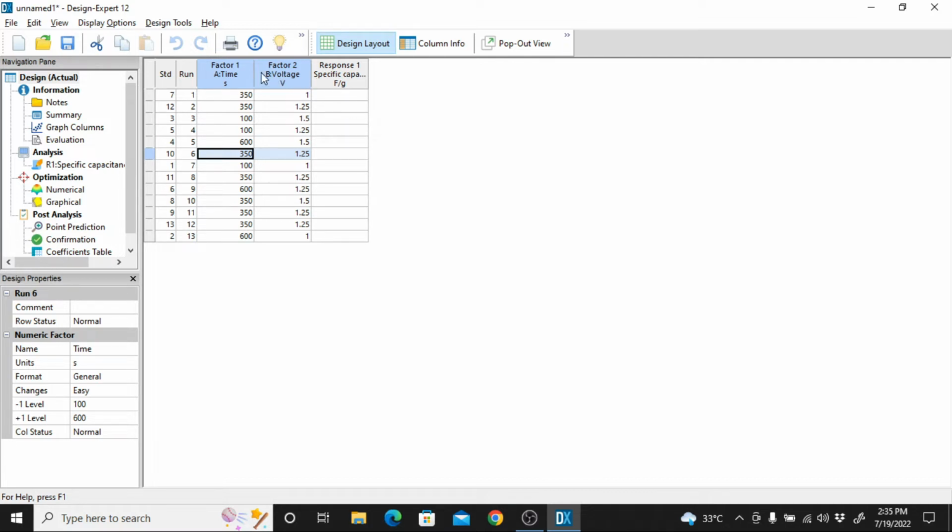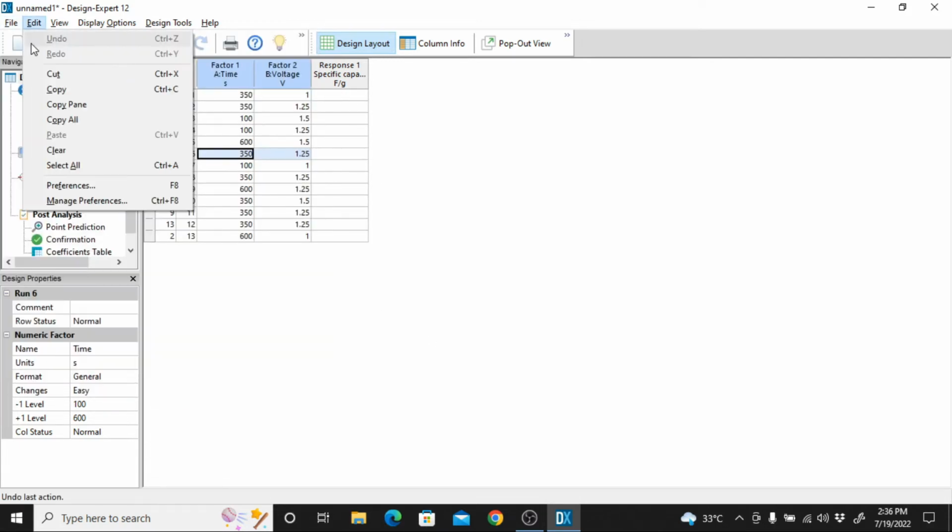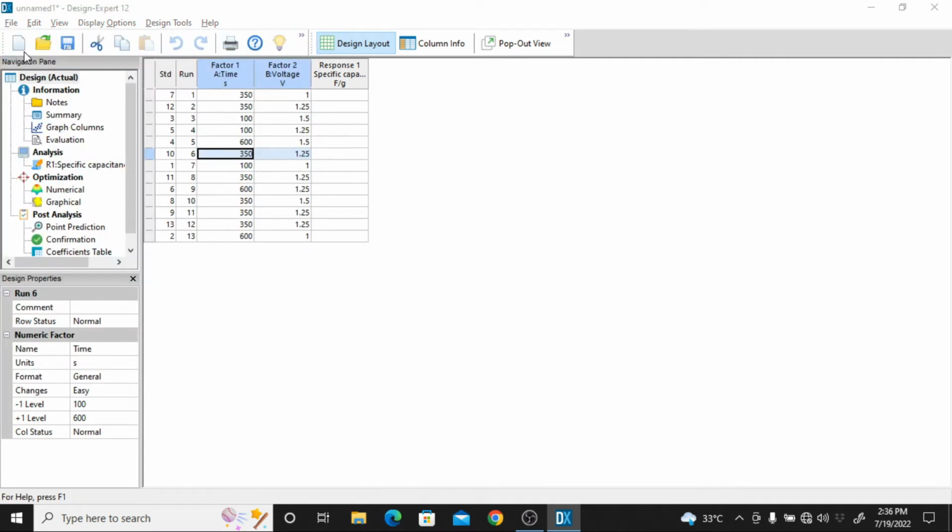So after you get this table, you're going to do 13 experiments. You get the values and you're going to put all the values inside this box. Okay, so I already did the preliminary experiment, so I'm going to show you the box with the data. I'm going to click here, File, then Open Design.